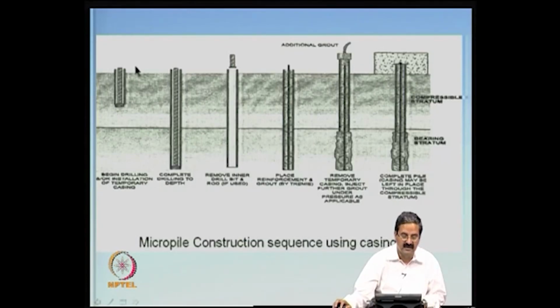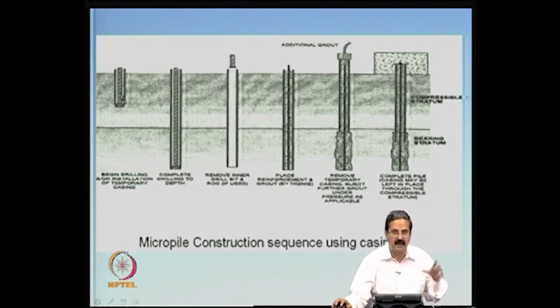Of course, there are different ways, like I will show you. Begin drilling or installation of the temporary casing. Sometimes you have a temporary casing outside, so that it should not collapse. Casing is required when you are trying to make a borehole, to see that the borehole does not collapse. So, you go to the required depth, then remove the inner drill bit and the rod required.